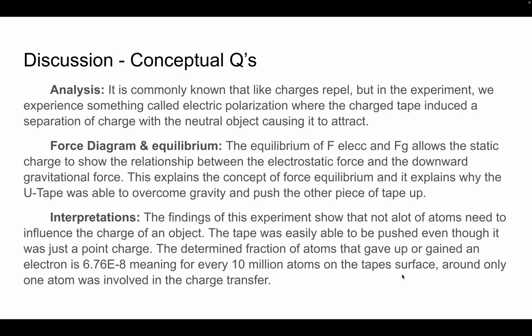Our observation matched what we know about electrostatics. Like charges repel each other. Neutral objects were attracted because of polarization, where the charged tape pulled charges apart inside the neutral material. The hovering happened with the upward electrostatic force balancing the downward pull of gravity. One key insight was that a very small number of atoms needed to exchange electrons for us to see a strong electrostatic effect.